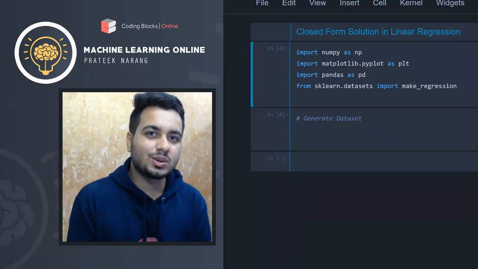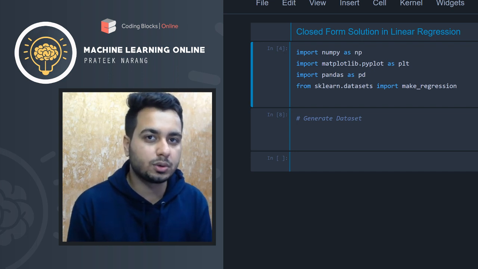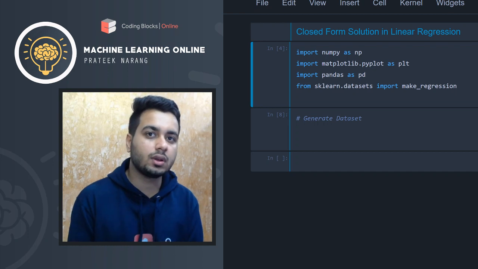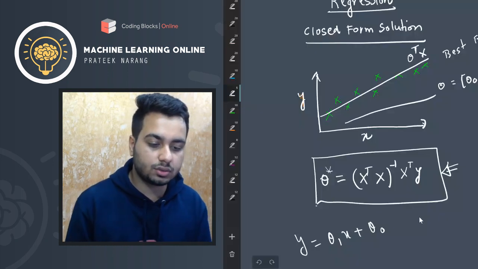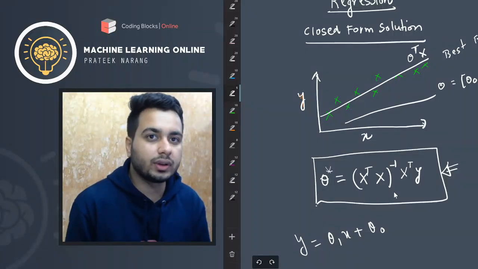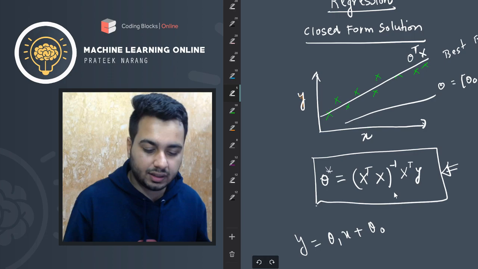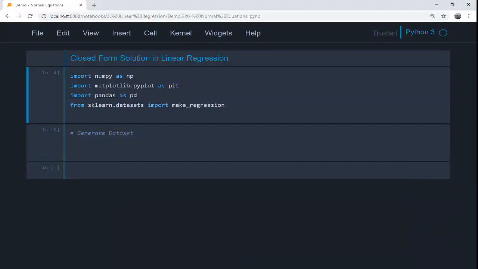Hello everyone, in this video I'm going to show you how you can implement the closed form solution of linear regression that we discussed in the last video. It's pretty easy, not very difficult. All we need is to implement this formula to get the right set of theta for a given data set. So let's get started. The first step is to generate some data set.